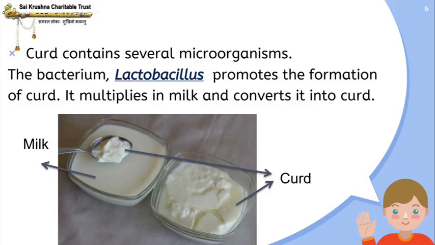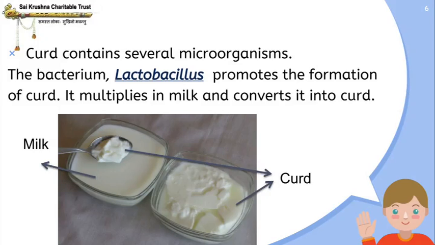Curd contains several microorganisms. The bacterium Lactobacillus promotes the formation of curd. It multiplies in milk and converts it into curd. Now in your house you would have seen your mother prepare curd at home. Do you know how she does this? She will take a bowl or a container of milk and she will add a little bit of curd inside the milk, and after few hours you can see that the milk has completely turned into curd.